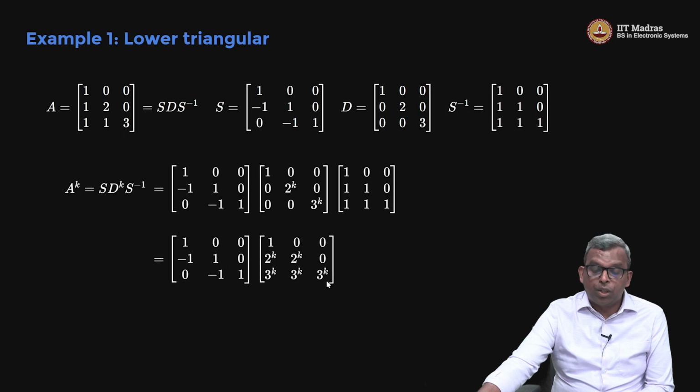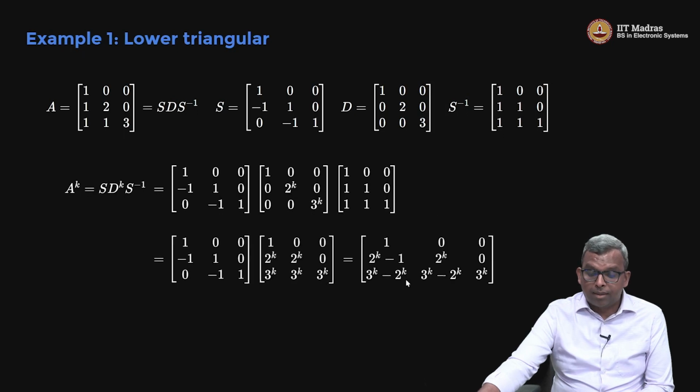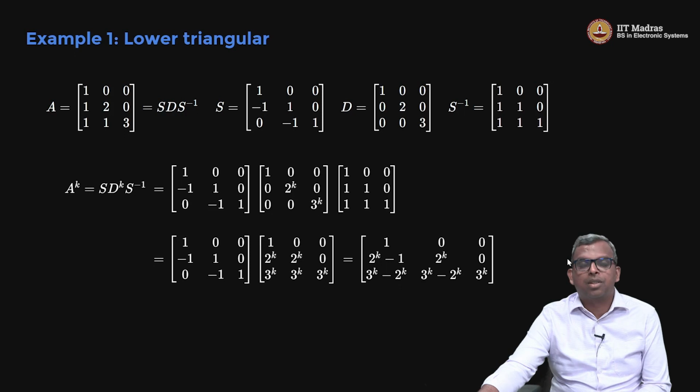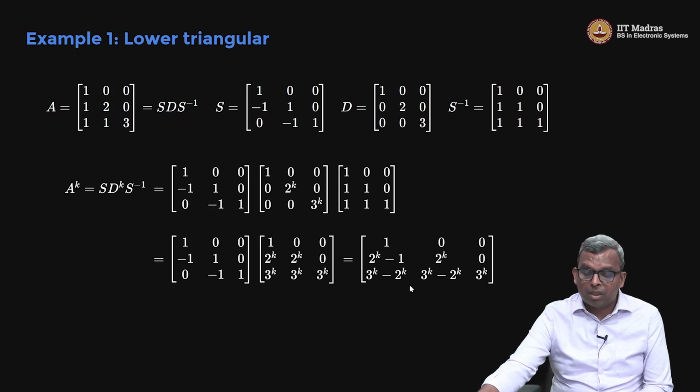So finally when you do this multiplication, you get this answer, which is 3 power k minus 2 power k, and you can check if you put k equals 1, you get 1, 2, 3, 1, 1, 1. Yes, this is correct. It's a simple enough answer, and this is something we derived in a very complicated fashion earlier. We're able to do it in a very simple way because of our ability to diagonalize matrices.